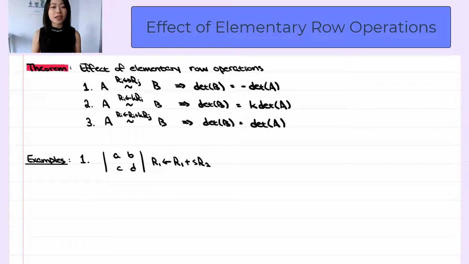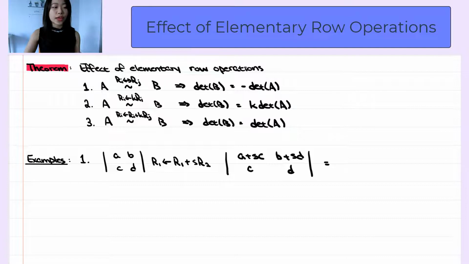Now let's look at four examples. In the first example, we have a generalized 2x2 determinant with entries A, B, C, and D. And suppose we perform the third type of elementary row operations. So we replace row 1 by row 1 plus S times row 2. Then we get A plus SC, that is the first entry, then B plus SD. And second row remains the same, C and D.